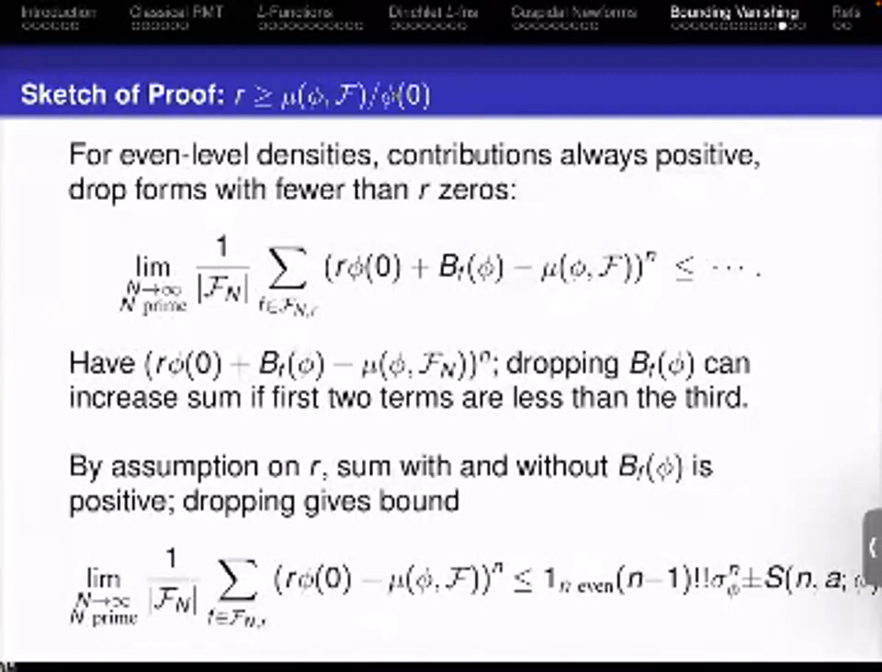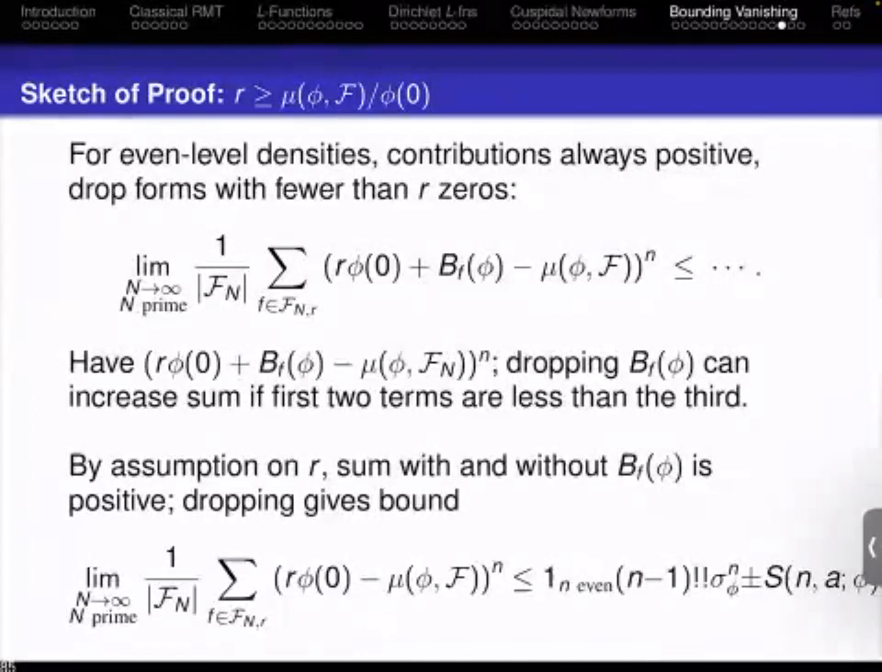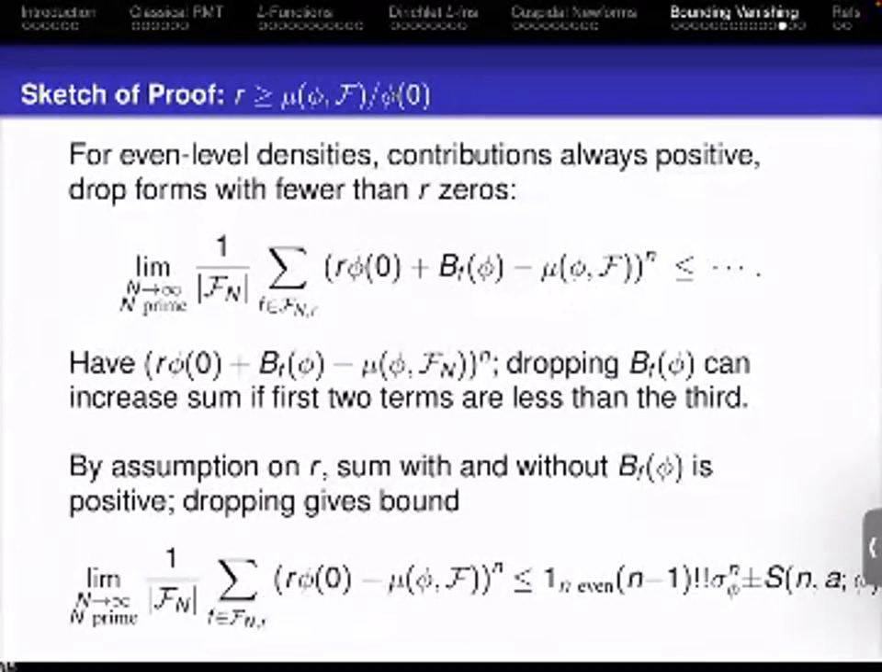And that's why the bounds you get for the n-level density only kick in once R is sufficiently large that R phi of zero is greater than the mean. Because if R phi of zero was less than the mean, when I throw away all the zeros, I might actually have made things even smaller. And since this quantity was a negative number, by making it even more negative, I've actually made it larger. But once I know that what's inside the parentheses is positive, then if I throw away things, I only make it smaller. So that's why we need to have R at least a certain size.